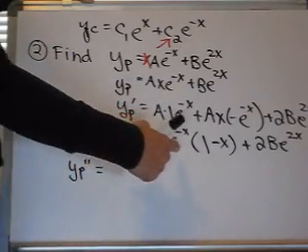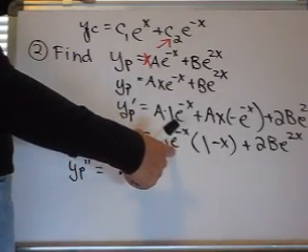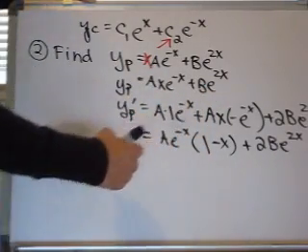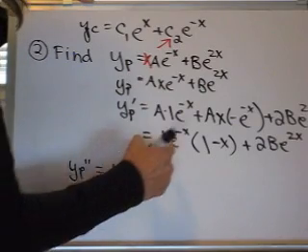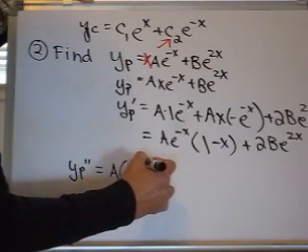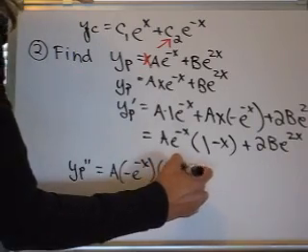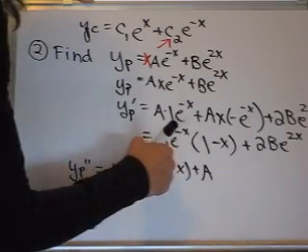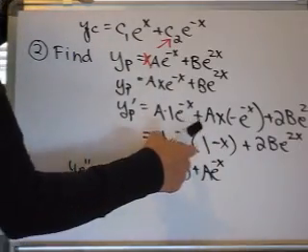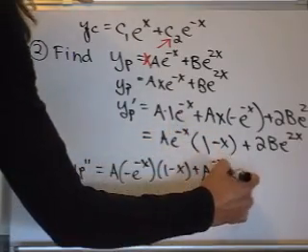Again, I have to use the product rule because I have a function e to the negative x times another function 1 minus x. Okay, so the a stays the same, and then the derivative of the first function is negative e to the negative x times the second function 1 minus x, plus a stays the same, and then e to the negative x stays the same, and then the derivative of 1 minus x is negative 1.